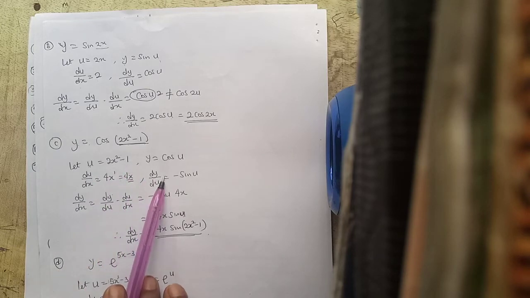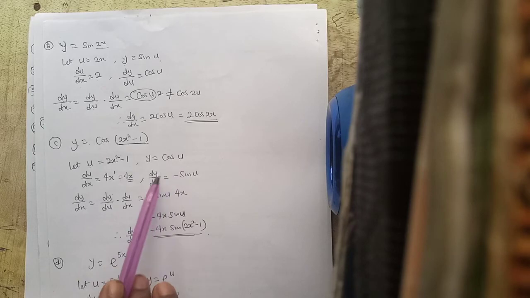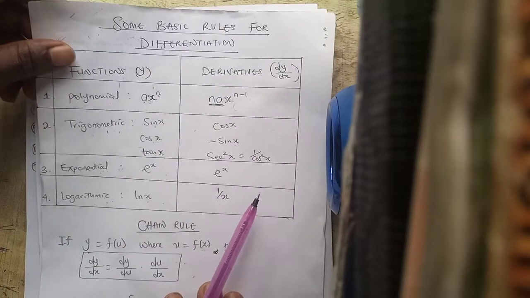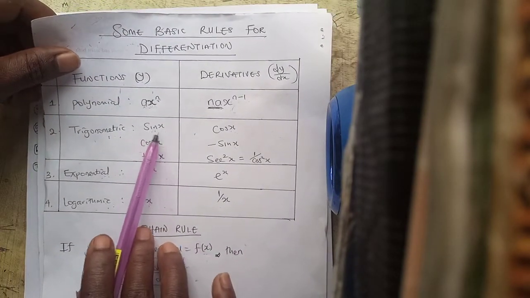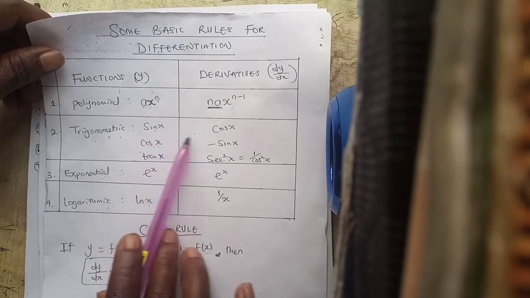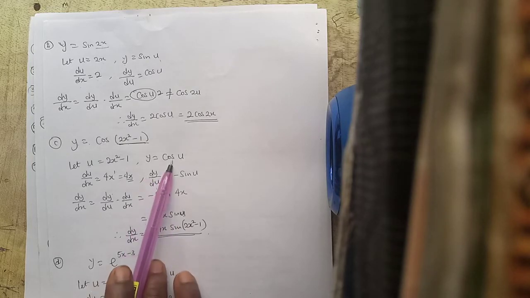Now we move to the other side. We are going to differentiate y with respect to u, that is dy/du. From the table for differentiation, if we have sine x, the differentiation of sine x with respect to x will give us cos x. So also, this is cos u.